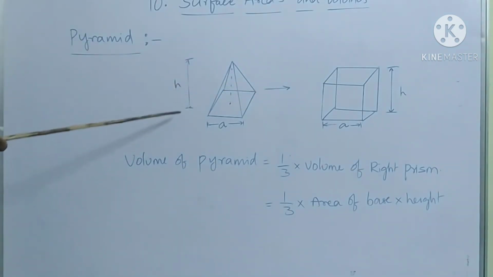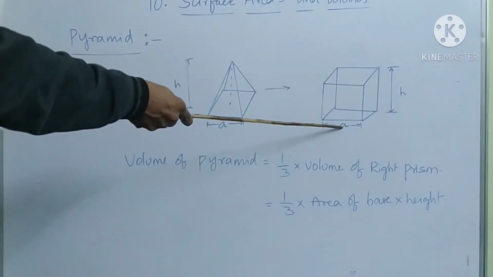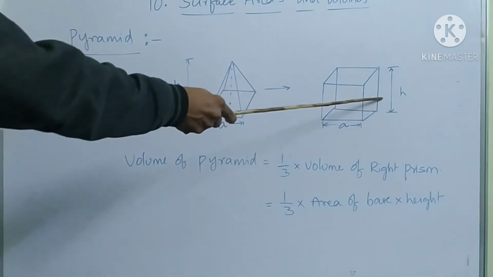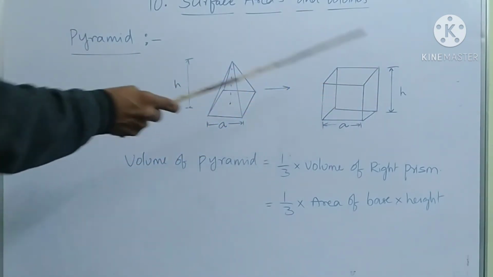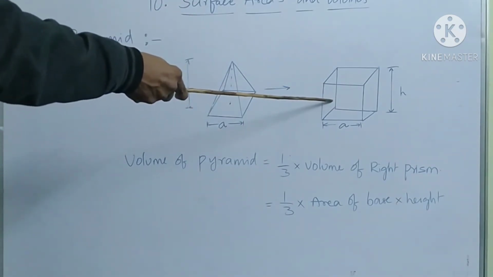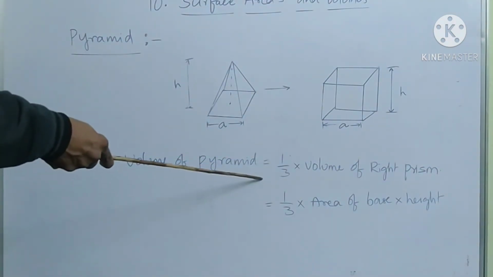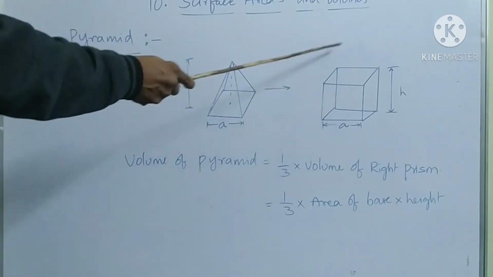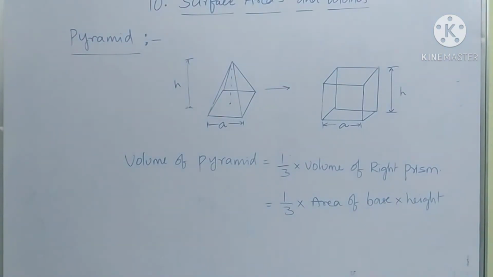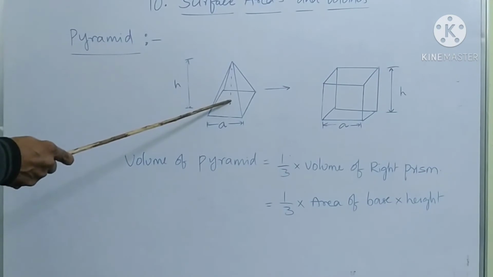When the height and base of the pyramid are equal to the base and height of the right prism, here heights are equal, here bases are equal, then the pyramid is 1/3 part of the volume of the right prism. So the volume of the pyramid equals 1/3 of the volume of the total right prism, that is 1/3 into the volume of the right prism, area of base into height. Here also, area of base into height.